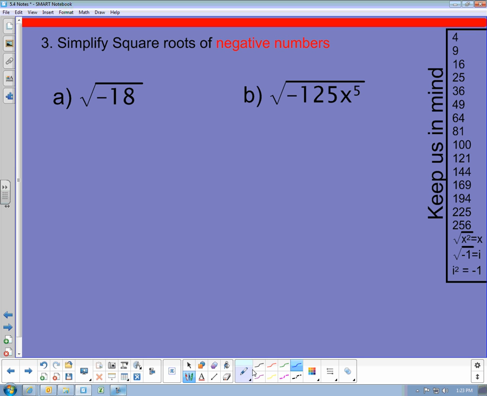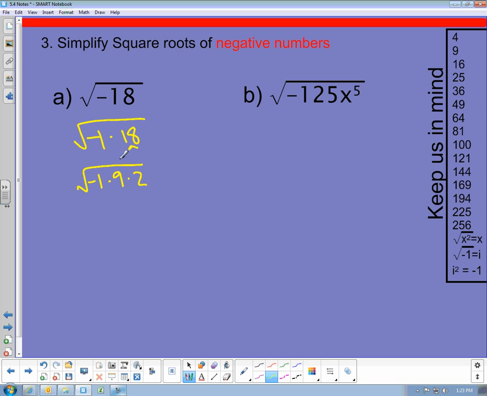So let's talk about the square root of -18. The way I think of this is I have the square root of -18. That's the same thing as saying the square root of -1 times 18. If I think about breaking that apart, I can even further break that down into the square root of -1 times 9 times 2.